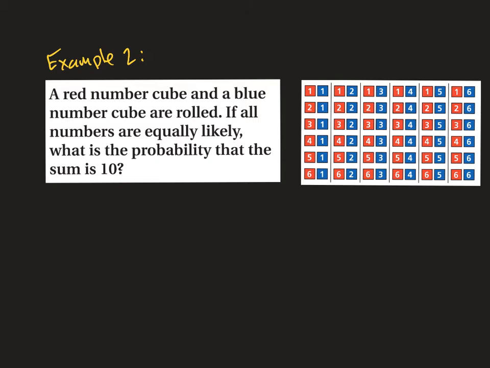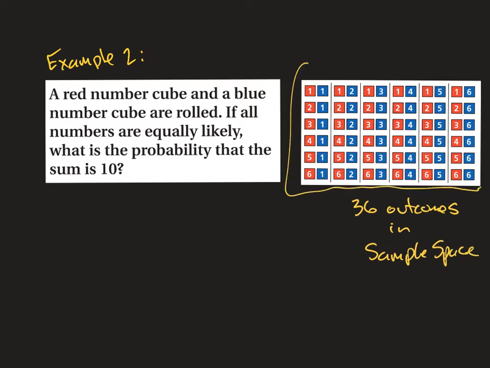So here's a list of all of the outcomes when you roll a red cube and a blue cube. Okay? You might get a red one and a blue one, a red one and a blue 2, and so on. If you count all these up, there are 6 rows and 6 columns. There are 36 outcomes. So our sample space has a total of 36 outcomes. By the way, this picture is the sample space, the set of all outcomes.